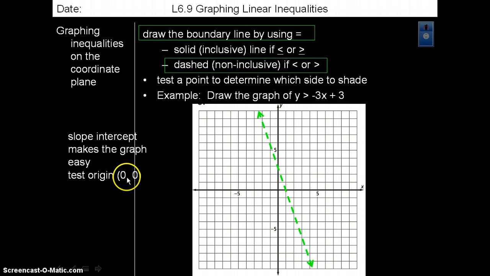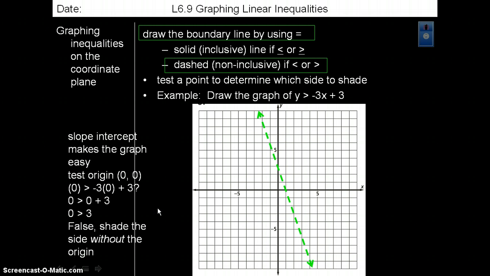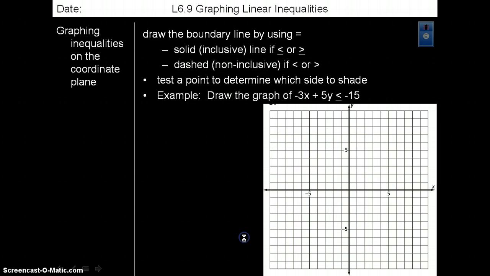We'll just go ahead and do a test point. Let's test the origin, 0, 0. We substitute a 0 for y and a 0 for x and make some calculations, showing that 0 is greater than 3, which we know is false. So this time we would not want to include the origin because it makes it false, so we will shade the other side. Obviously the shading is easy to do with a computer, but you can do your shading just by taking your pencil and lightly filling in the graph on the correct side.